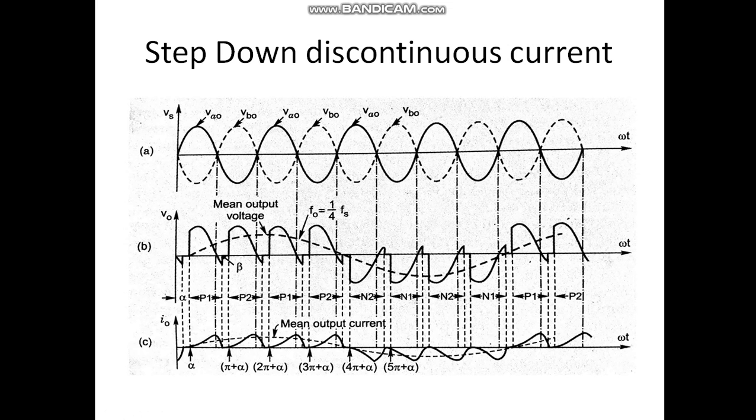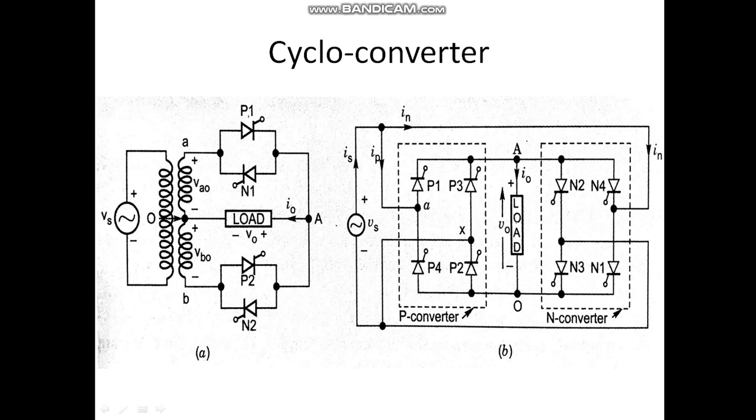Now step down, with discontinuous current. Now what is the step down discontinuous current cycloconverter? When A is positive with respect to 0, this is the cycle. When B is positive with respect to 0, this is the cycle. Are you getting it? Don't get confused. When A is positive with respect to 0, then this is the cycle.